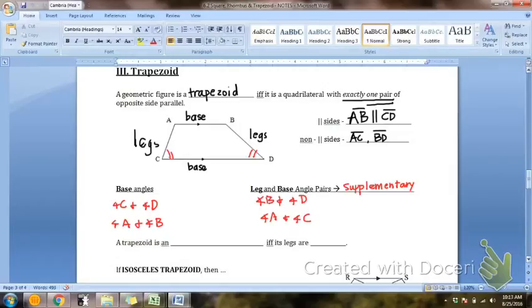All right? So you can go between here and here. These are 180, or these are 180, but not across. Are we okay with that? Not across. Those are not 180 together. All right, we say that a trapezoid is an isosceles trapezoid if the legs are congruent.